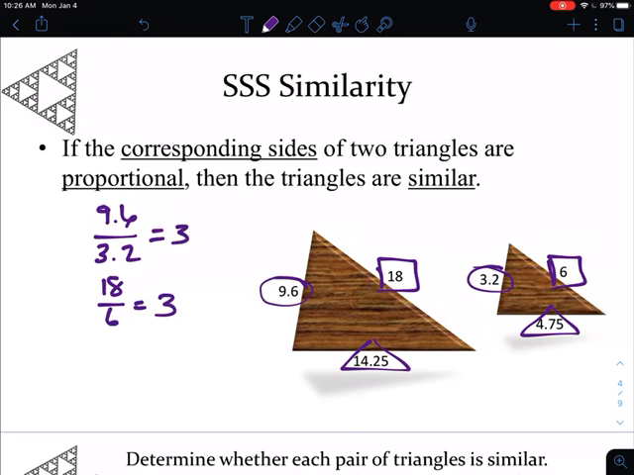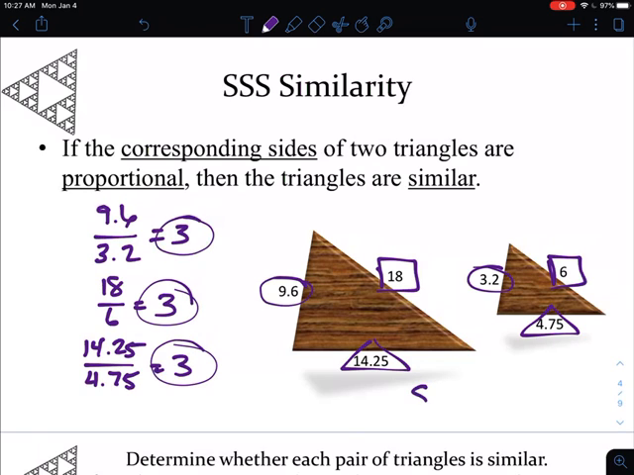And then my last two sides go together, the middle ones, and I have 14.25 divided by 4.75, and if I divide those out, I end up with 3 again. So I notice all three divide out to be exactly the same thing, so these two triangles are similar by side, side, side similarity. So it's a matter of matching up the correct sides, so making sure small with small, big with big, and then medium with medium, and then just making sure they all divide out evenly.